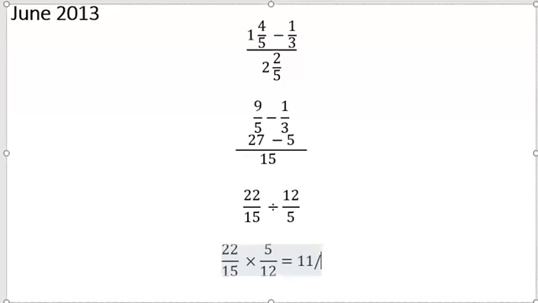3 multiplied by 6, and 3 6s are 18. So I'm left with 11 over 18. And even if you didn't cancel and you went ahead and multiplied, you'll have 5 multiplied by 22 to give you 110, and 15 multiplied by 12 to give you 180, and you will go ahead and simplify by dividing by 10. But our answer for June 2013 is 11 over 18.